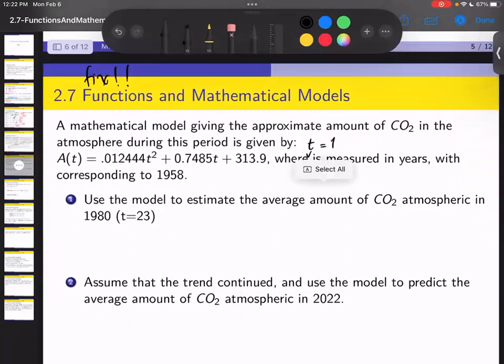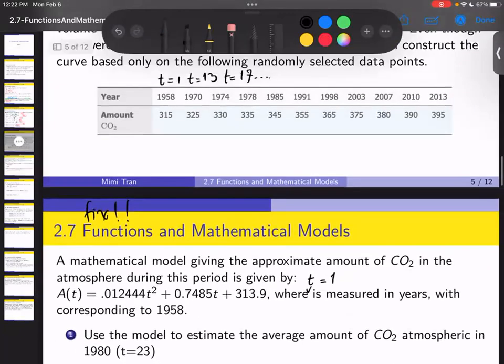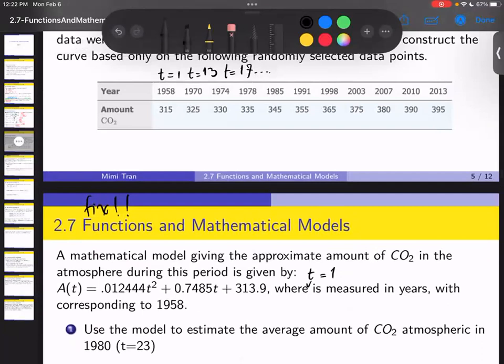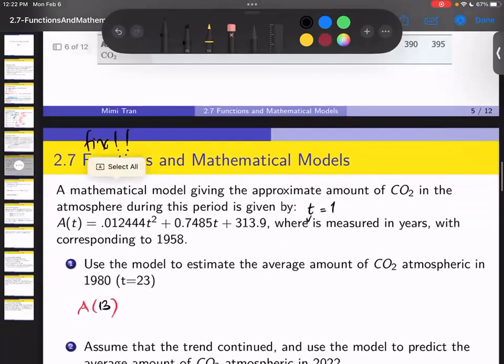Use a model to estimate the average amount of atmospheric CO2 in 1980. So 1980 is 23. 80 minus 58 is 22, plus 1 is 23. This one is simple. All you do is just plug it in.